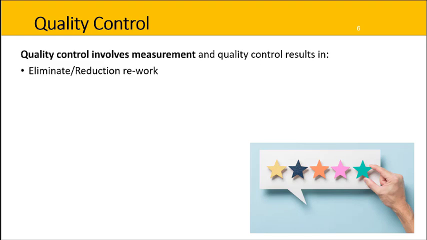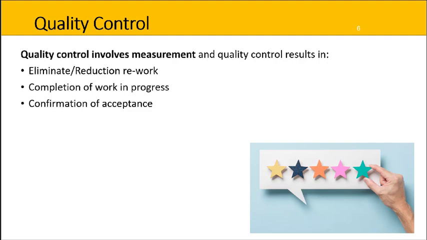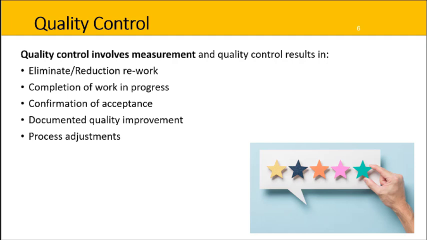So this involves measurement and can result in the following. So first of all, we can eliminate or reduce rework. So it can eliminate waste if we have really good quality control. We can complete work in progress properly, and we can get that confirmation of acceptance from the project sponsor or the client. It also provides us with documented quality improvements and also process adjustments and improvements.